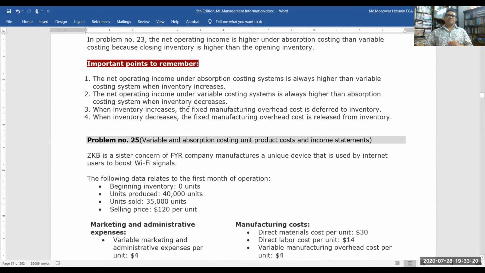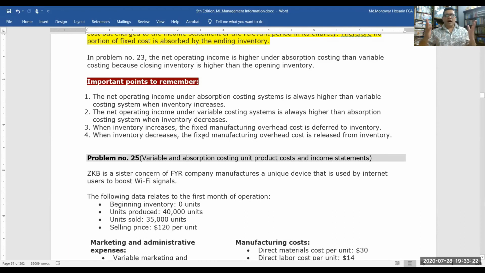So the important point we have to understand: the net operating income under the absorption costing system is always higher than the variable costing system when inventory increases. Operating income under the variable costing system is always higher than the absorption costing system when inventory decreases. When inventory increases, the fixed manufacturing overhead cost is deferred to inventory. And when inventory decreases, the fixed manufacturing overhead cost is released from inventory.